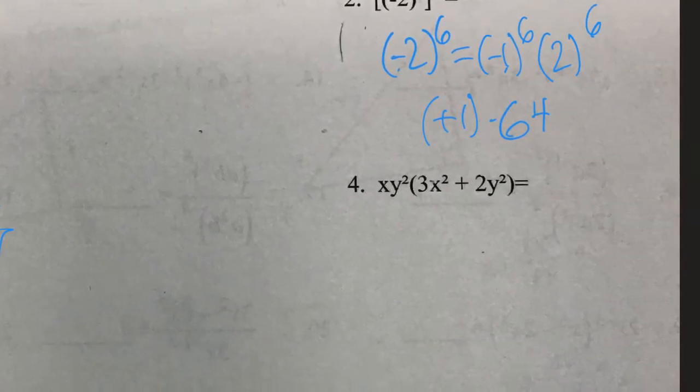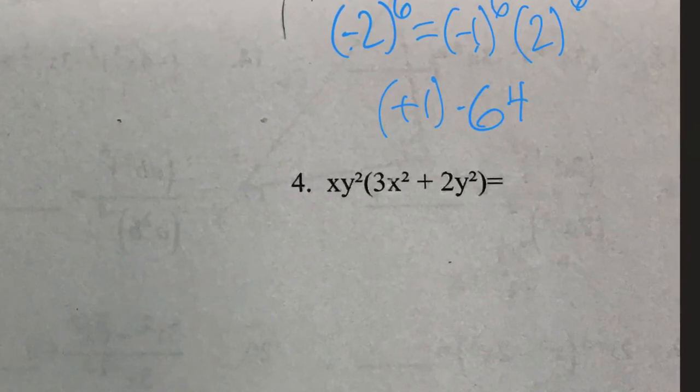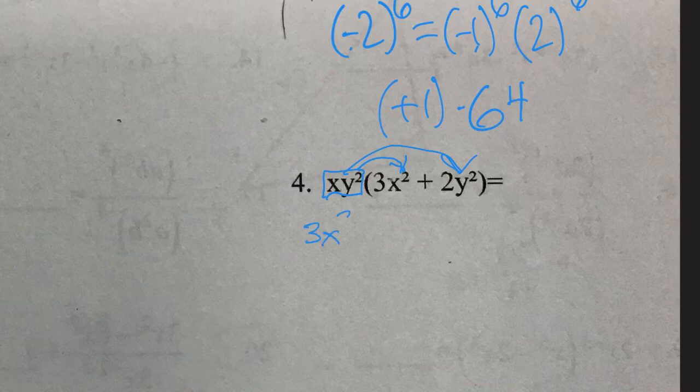Okay, on to number 4. Here, it's basically just distribution. We're going to take this xy squared and distribute it to both terms. So we're going to have 3x squared times our xy squared, and then plus our 2y squared, not plus, times our xy squared.